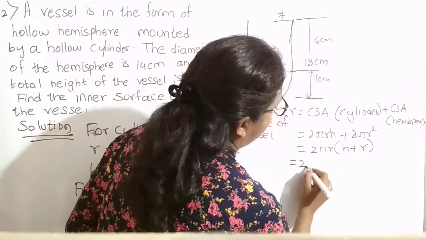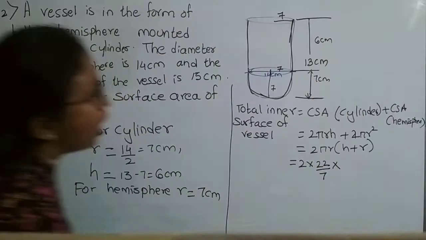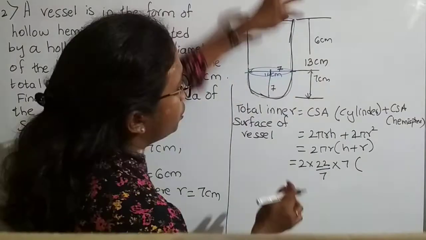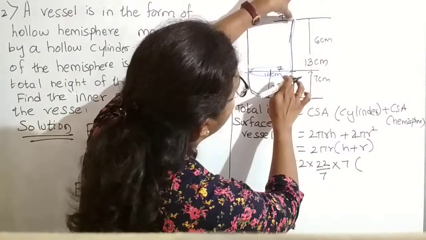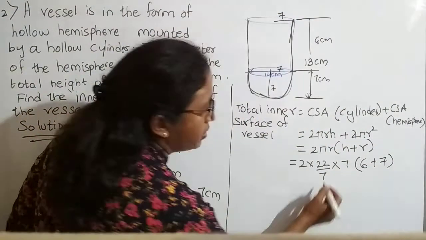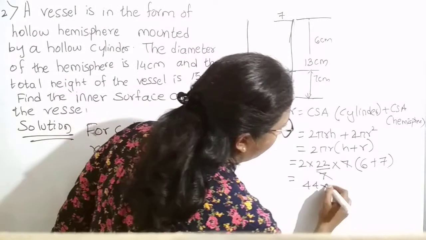Can we multiply? So pi value is 22 by 7. Here R, what is R here? 7. What is H plus R? What is H here? H is the height of the cylinder. So 6 plus 7. So here, can you see this 7, 7 cancel? Here we get 44 into 13.